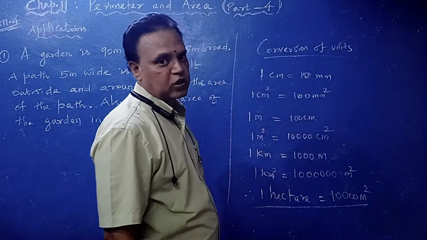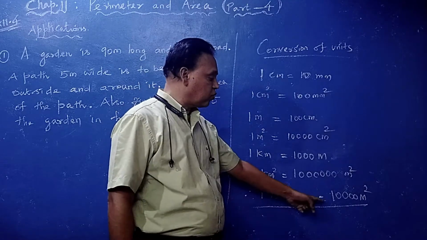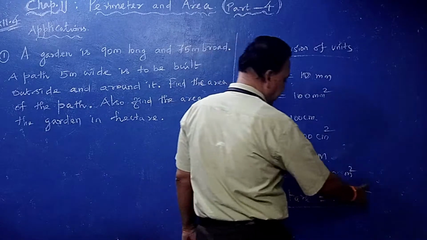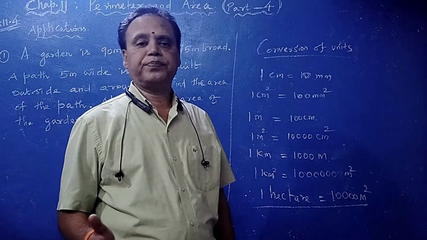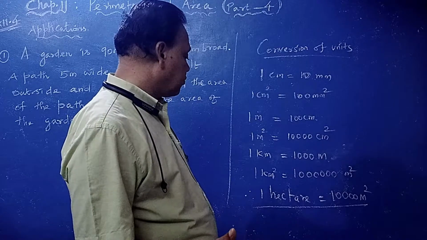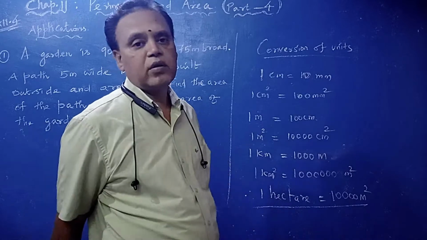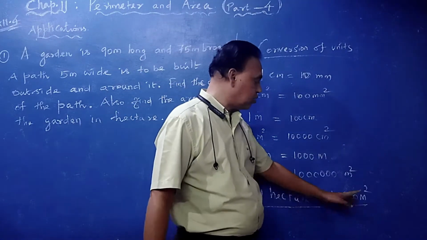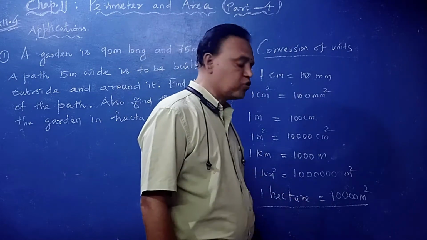1 is followed by what? 60 meter squared. But 1 hectare equal to what? 10,000 meter squared. This is very important for 1 hectare, because always for the land, we will use the unit as what, hectare. For the land and all, we will use the unit as hectare. That's why 1 hectare equal to 10,000 meter square. You have to remember this. It will be a very useful formula.